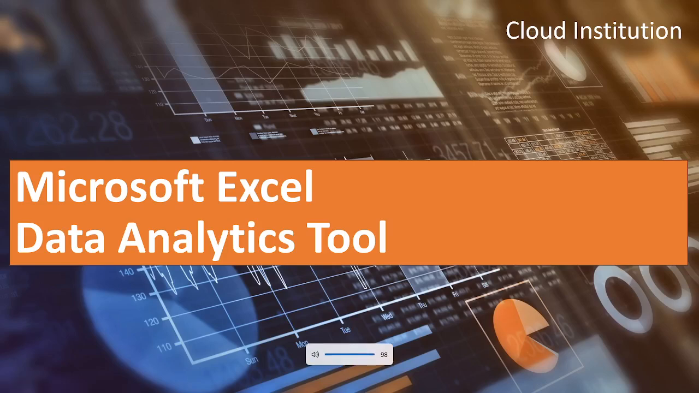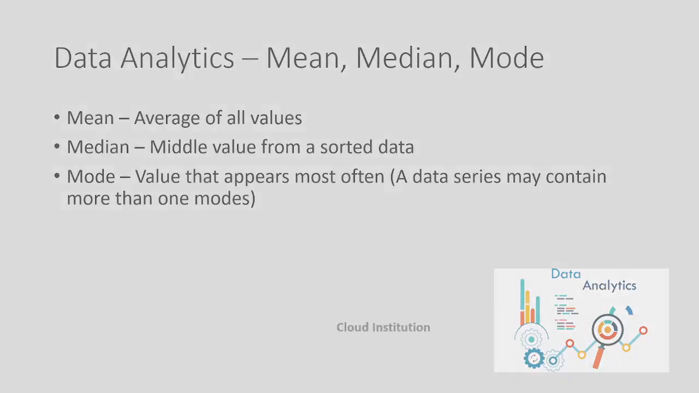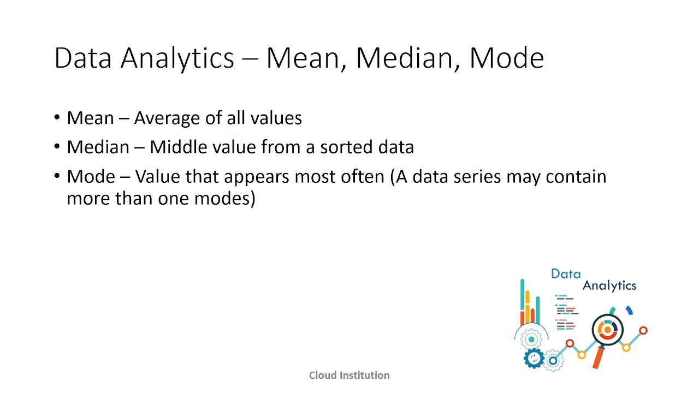Hello friends, welcome back. Let us look at some important concepts in data analytics, which are mean, median and mode. It is very likely that you have covered this in your schooling, where the mean is basically the average of all values. Median is the middle value from sorted data, and mode means the value that appears most often, where a data series may contain more than one mode.